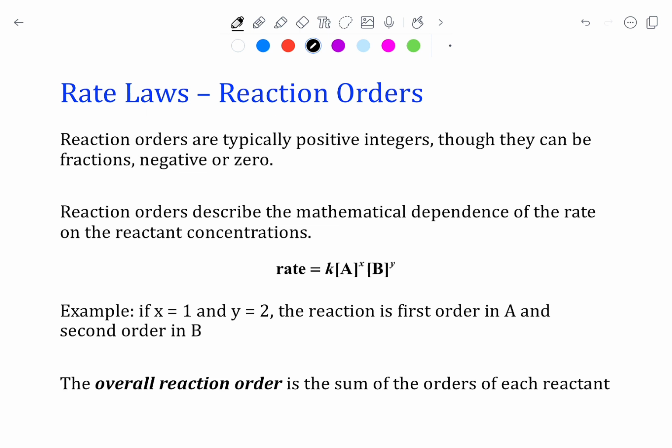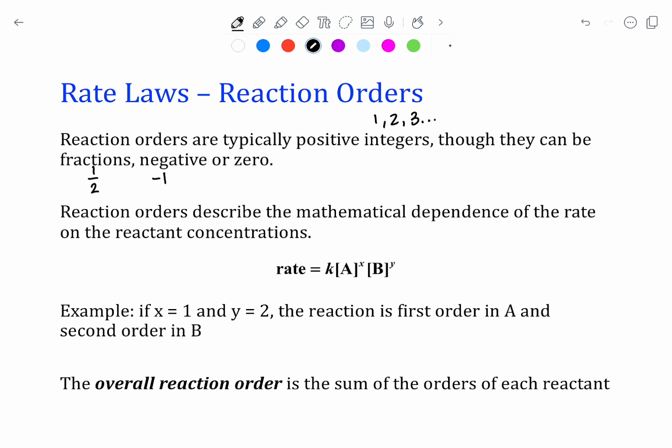Reaction orders are typically positive integers, so we're talking 1, 2, 3, and so on, okay? Though they can be fractions, they can be negative, and they can be 0. Typically the fraction that we see is 1/2, and typically the negative that we see would be a -1. But those are rare in the experimental sense. I know your ALEKS homework does throw in some of those fractions and those negatives, so just keep a lookout for that. Reaction orders will describe the mathematical dependence of the rate on the reaction concentrations.